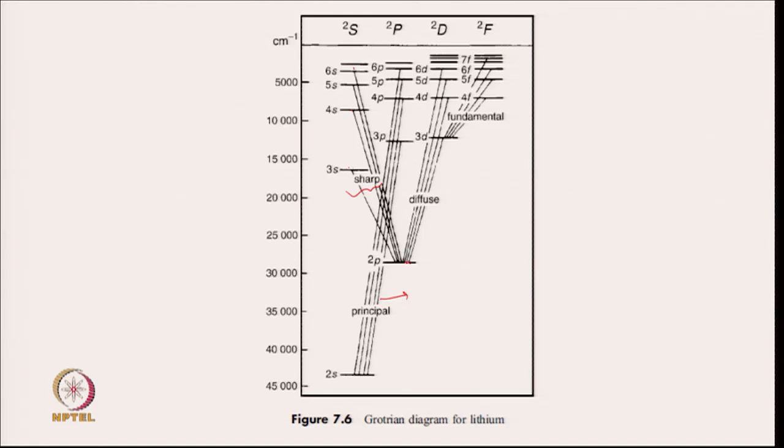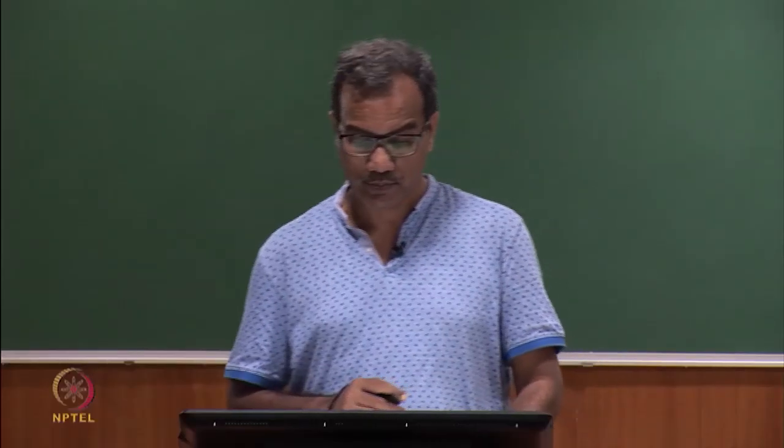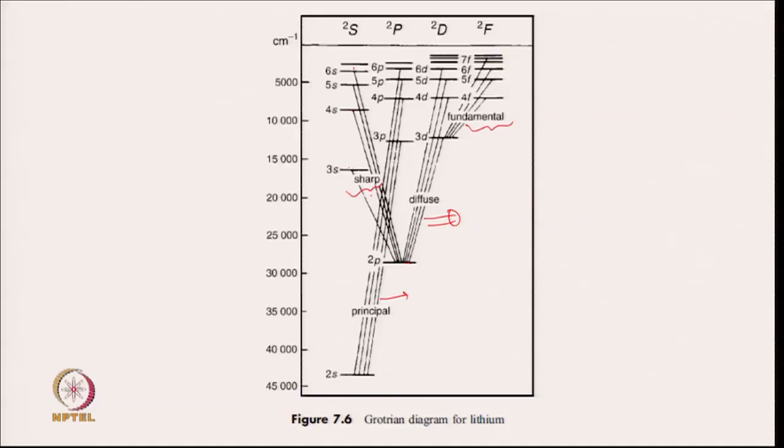Now look here, p to d. Since it is going to d, this is known as the diffuse series. Now from d to f, this is known as the fundamental series. Now 2s to 3d is not allowed because delta l is plus 2. But delta l can be minus 1, so 2p to 3s is allowed. So this is your diagram for the spectrum of lithium.